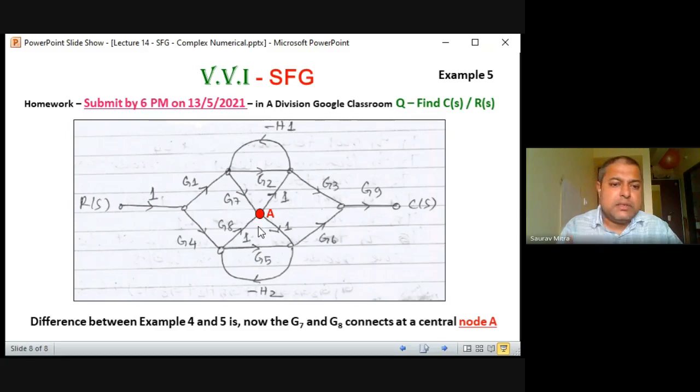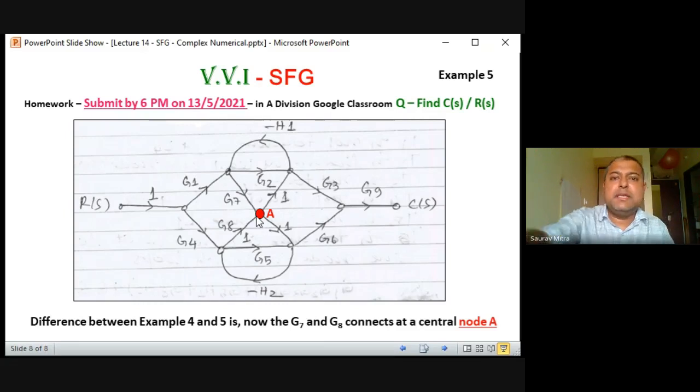This numerical is almost done, so a little bit of variation you have to do, and that will give you the final answer. What is the main difference between the previous and this numerical? This G7 is coming here, and this is a node. And G8 is coming here, and this is a node. So the things are getting connected here. So in this case, how many forward paths, how many loops, and all those things you can find out. So this transfer function C(s)/R(s) you find out and submit by tomorrow before 6 p.m.